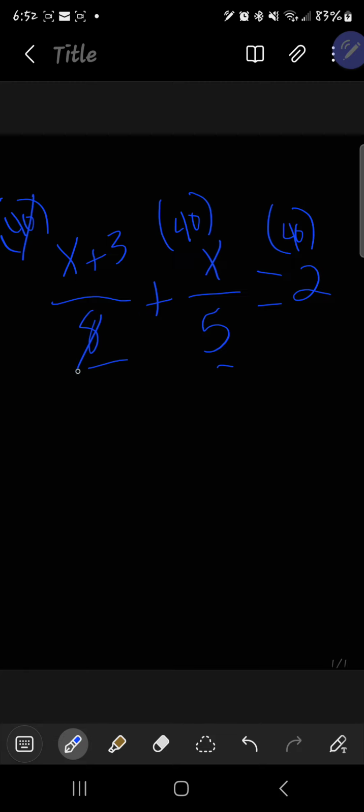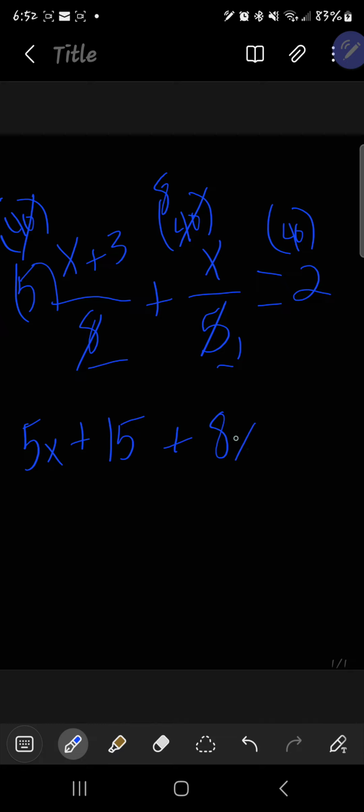All right, so 8 goes into 40 5 times. So I'm going to do 5 times x, 5 times 3. And then here, that 5 becomes a 1, and that 40 becomes an 8. So 8x, and it equals 40 times 2, which is 80. From here, you just have to combine like terms. You want to get x by itself. So I have 5x and an 8x, which gives me 13x.